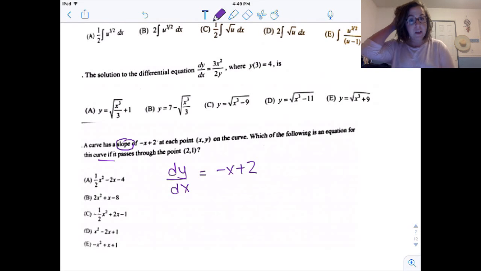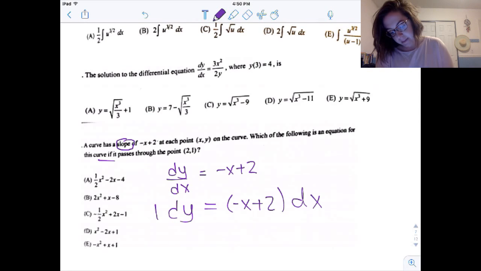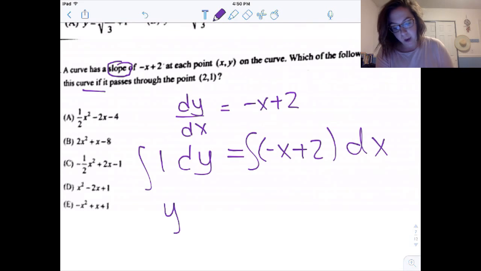So this one actually isn't even separable. You don't even need to separate it because there's no y. You can separate it, but you could also just do a basic integral. So let's say you want to separate it. 1 dy is negative x plus 2 dx. I'm going to integrate both sides with respect to x, and that's going to give me y equals negative x squared over 2 plus 2x plus c.